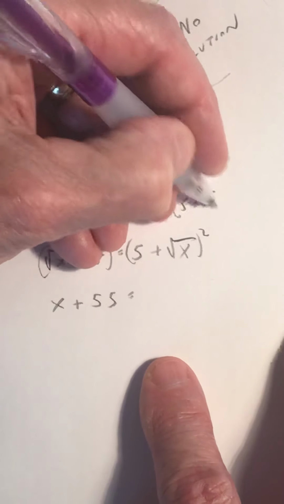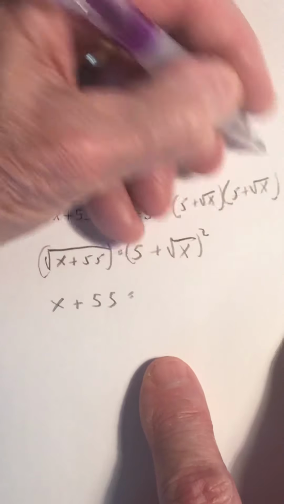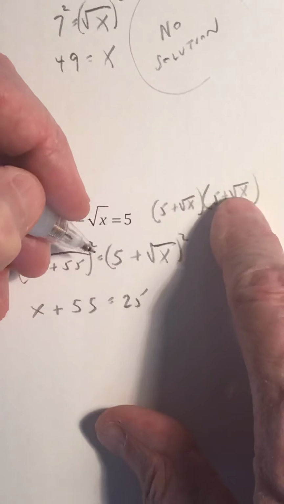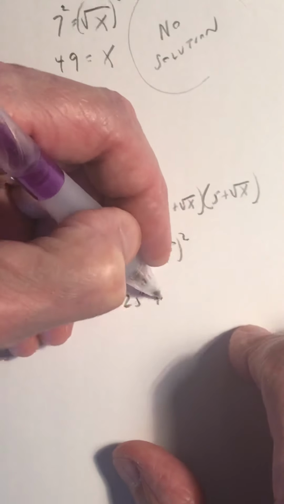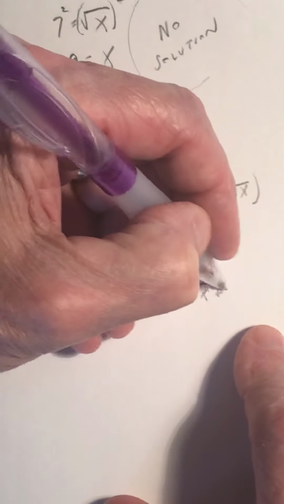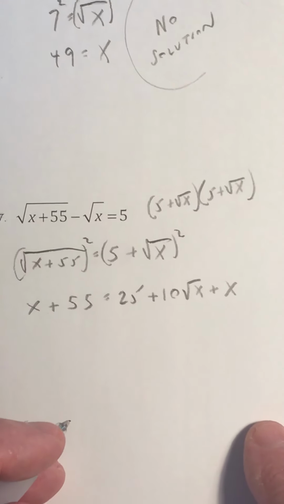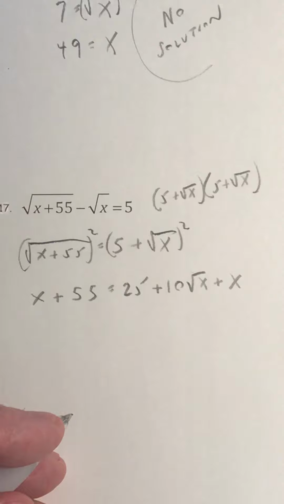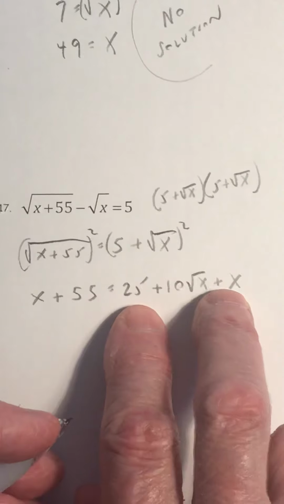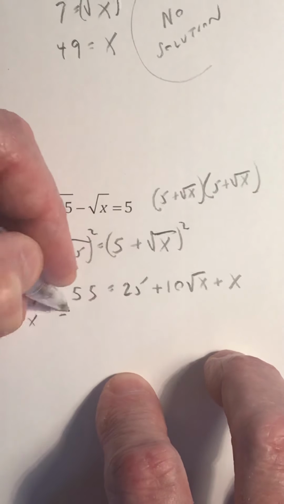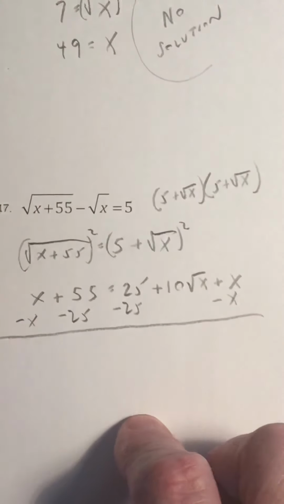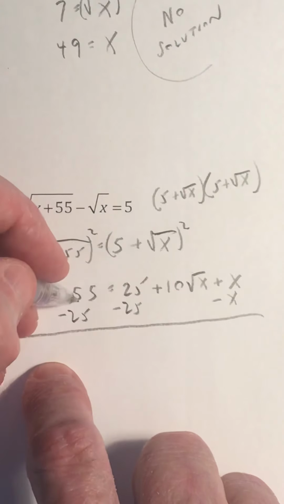On the right side, if we write this out twice, 5 plus root x, 5 plus root x, and multiply this out, we get 25 plus 5 root x plus 5 root x a second time, meaning 10 root x in the middle. And square root x times square root x just makes an x. I want to isolate this radical, so let us subtract an x and subtract 25 from both sides. Nothing wrong with that. Now the x's are gone.